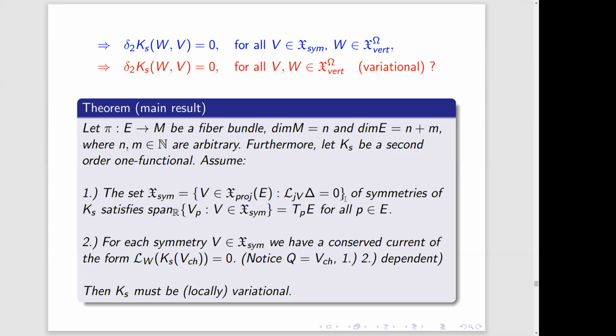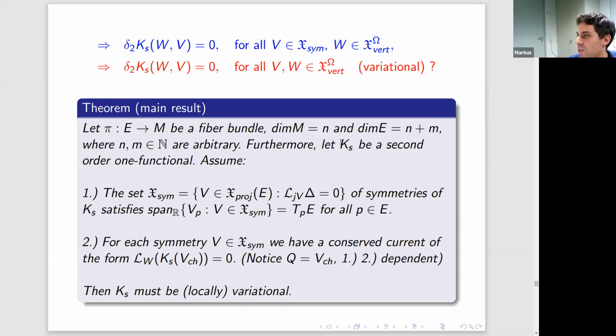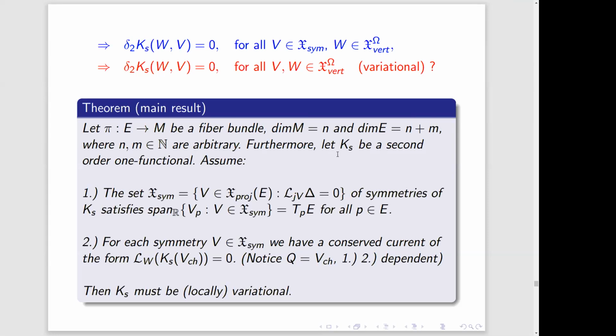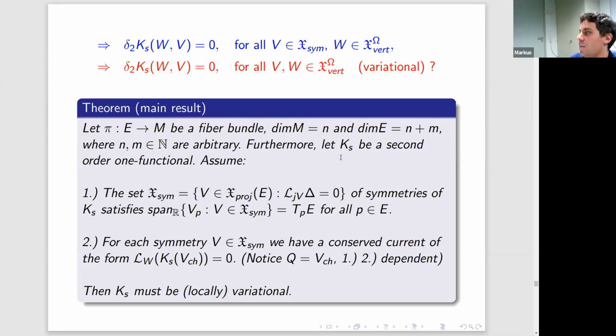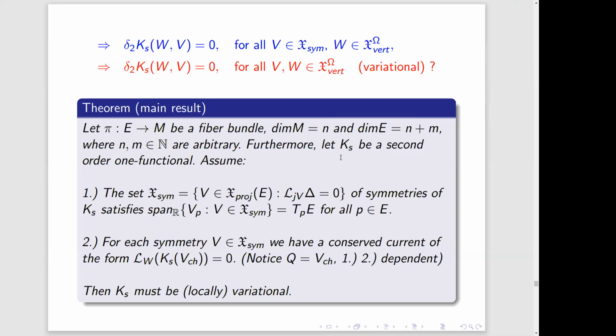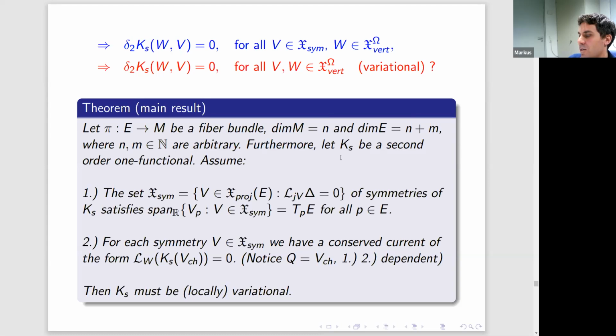Sorry, what does one functional mean? What does the sentence one functional mean? Yeah, one functional means that you can plug in a vector field and you get a number when you plug it in. Basically the same as for a one form. You can plug a vector field into a one form and then you get a number. So it is a functional on vector fields.